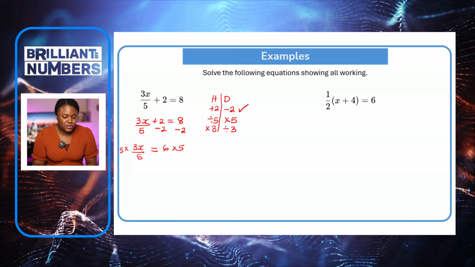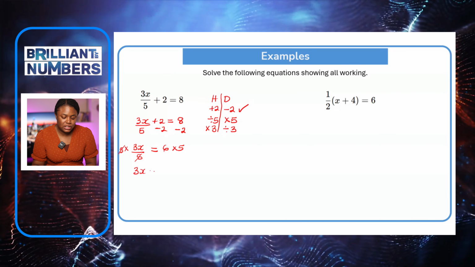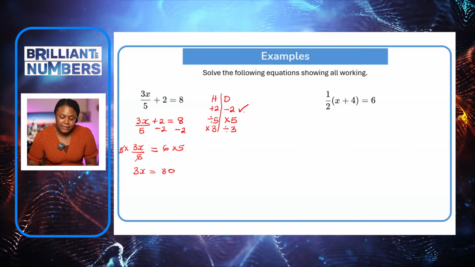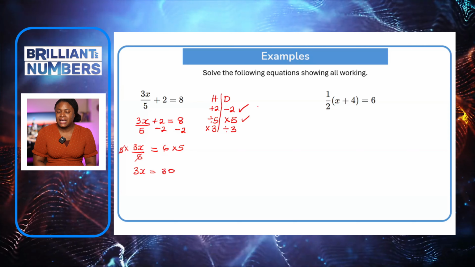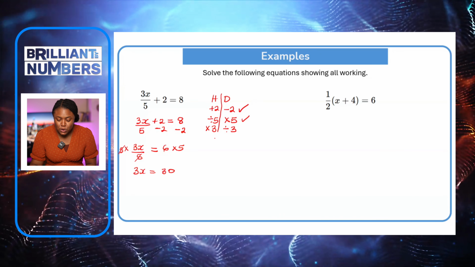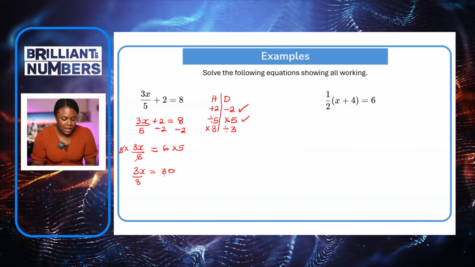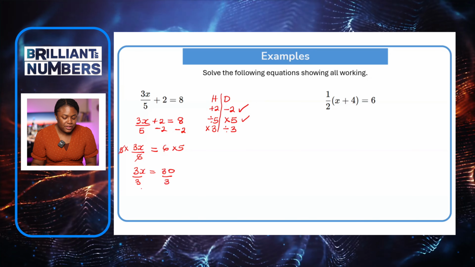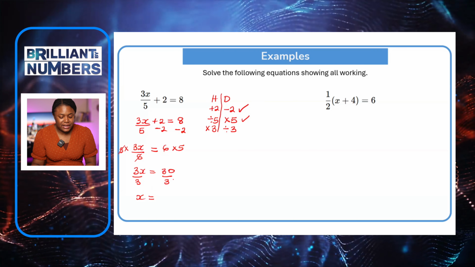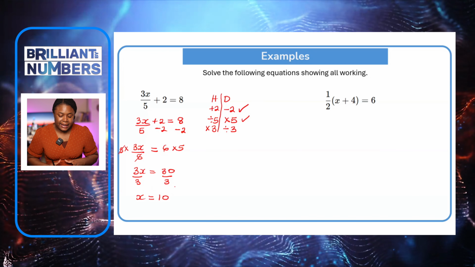We know that these 2 will give us just 1. So we just have 3x left equal to 6 times 5 gives us 30. So I've completed this bit here. Now I need to do the opposite of multiplying by 3, which is dividing by 3 on both sides. So therefore, 3x divided by 3 is just x, and 30 divided by 3 is 10. So therefore, x is 10.